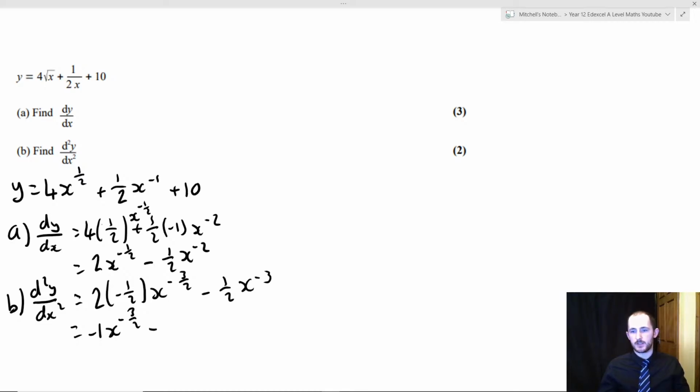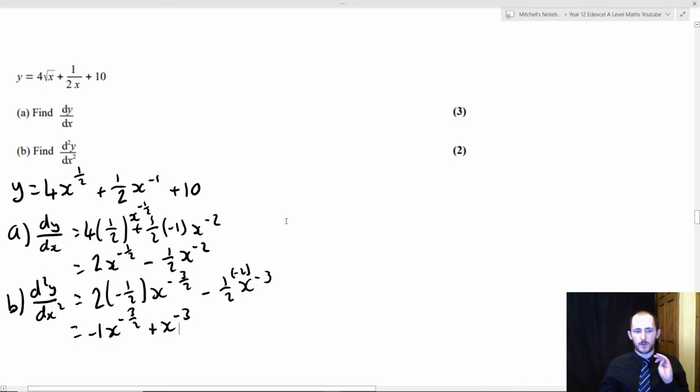Hang on a minute, I didn't actually bring the power forward. That'd be times minus 2, so it'd be plus x to the minus 3, and that will be it. Okay.